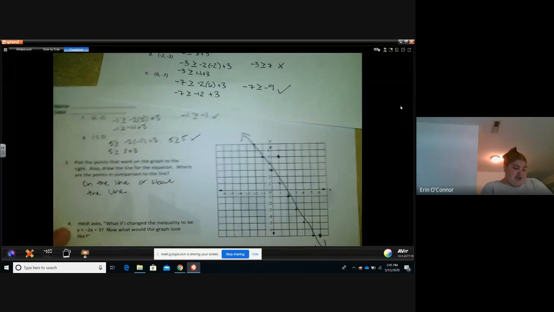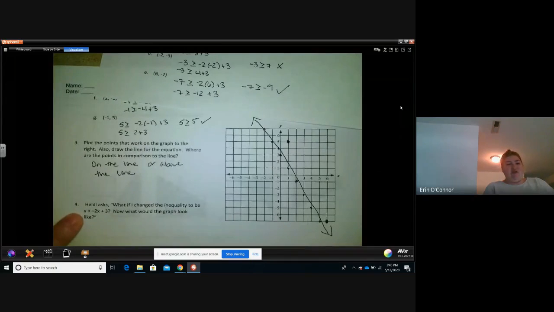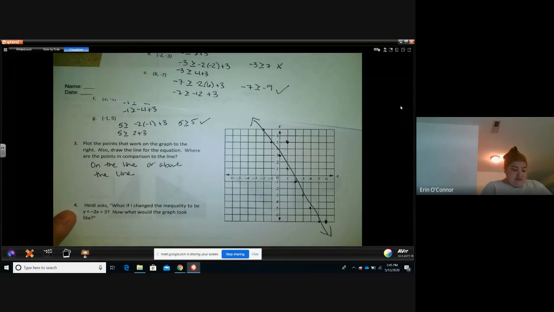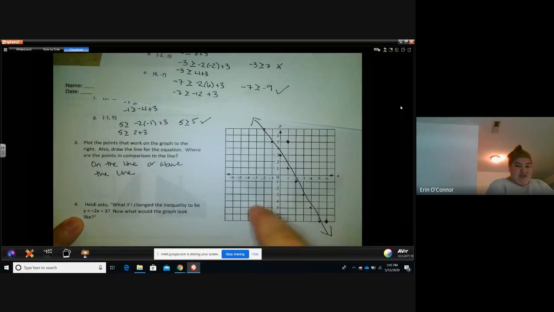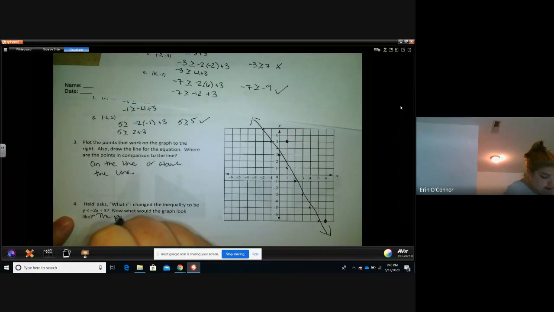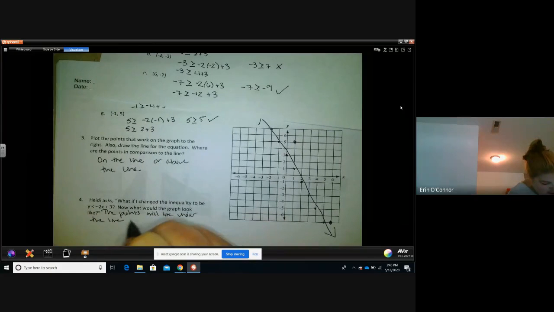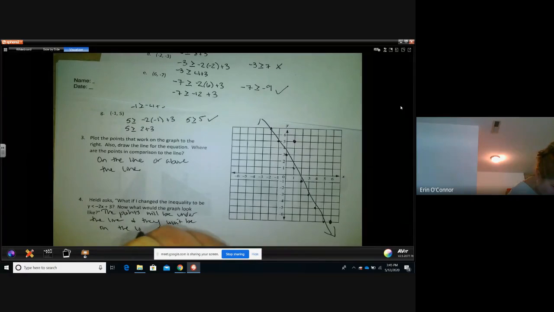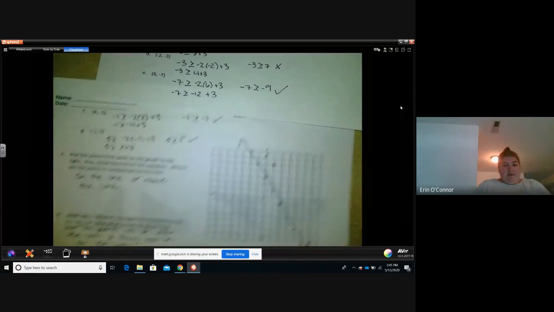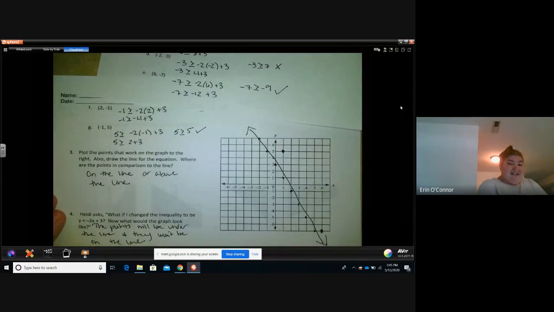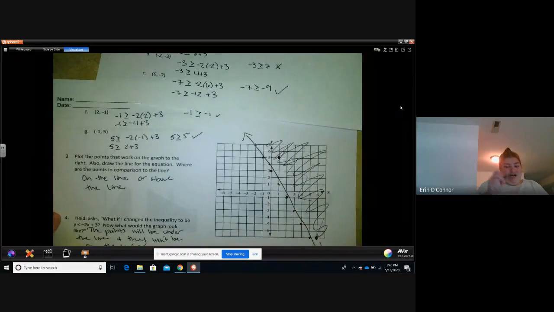Heidi asks, what if I change the inequality y is less than negative 2x plus 3? Now what would the graph look like? Well, if it's less than, then the points are going to be under the line. And since there's no equal to, they won't be on the line. So if I were to graph the original inequality correctly, it would be a solid line, solid because it's equal to, and we're going to shade up. We shade up because every point above this line is correct.